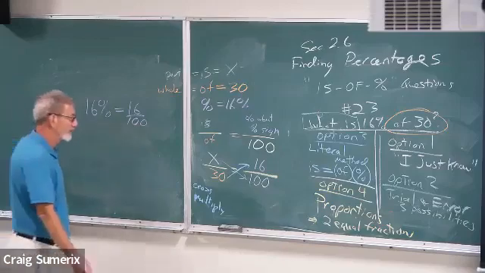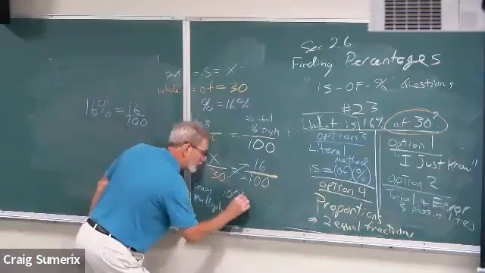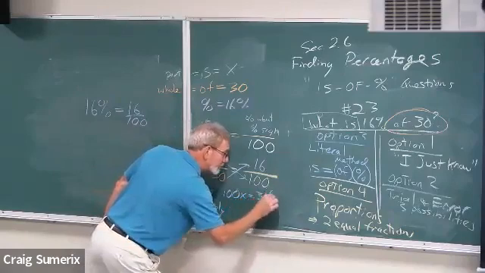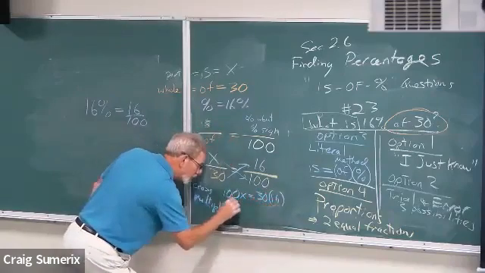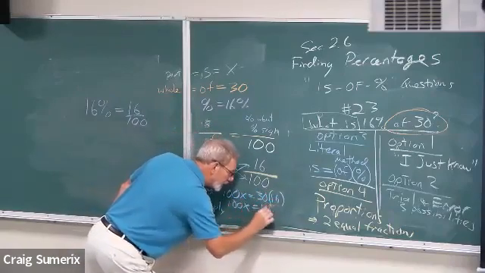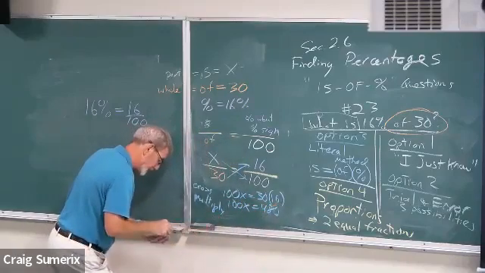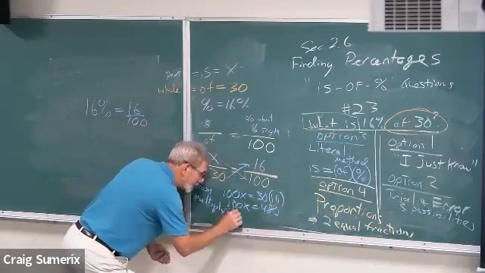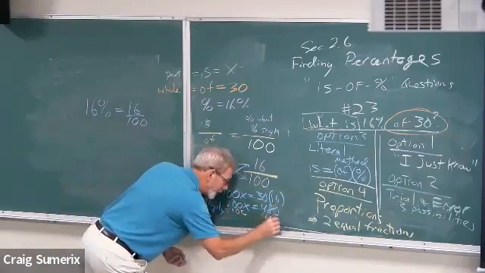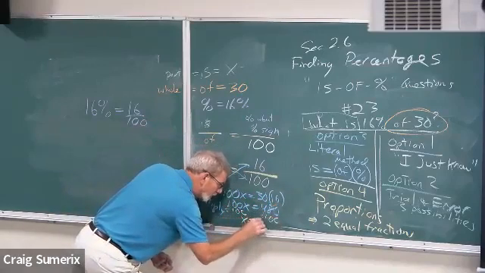How much work have I done here? 100x equals 30 times 16. 100x equals 480, I think, right? Yeah. Divide by 100. X equals 4.8.